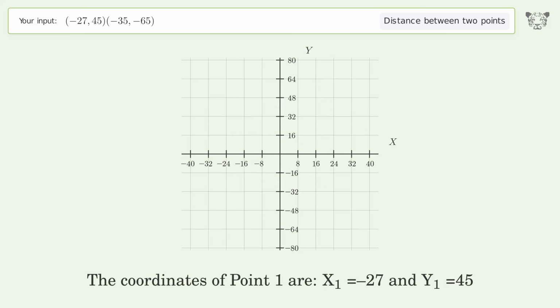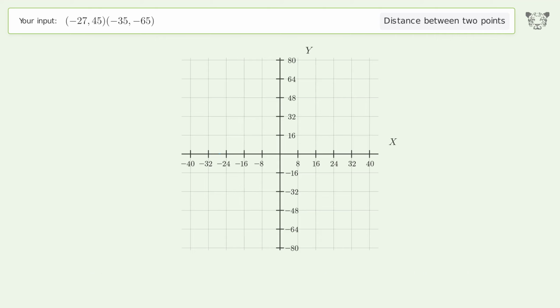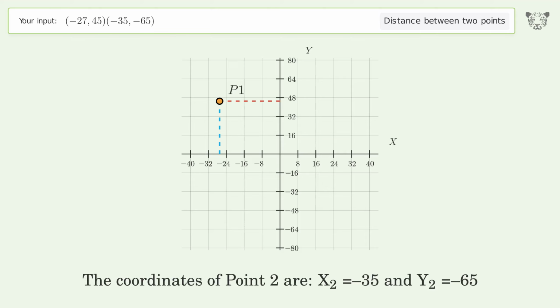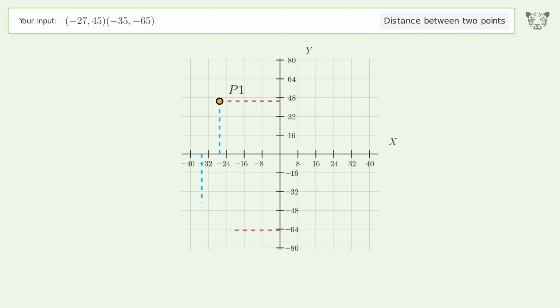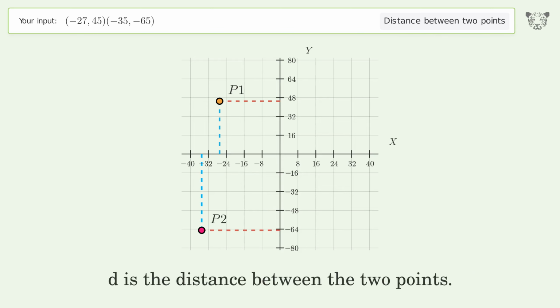The coordinates of point 1 are x1 equals -27 and y1 equals 45. The coordinates of point 2 are x2 equals -35 and y2 equals -65. D is the distance between the 2 points.